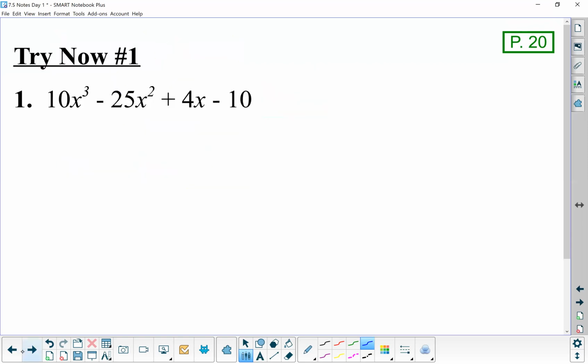All right, so here's your first try now. Go ahead and pause the video, try to find the solution, and then once you think you've got it factored, go ahead and restart the video and see if you're right.